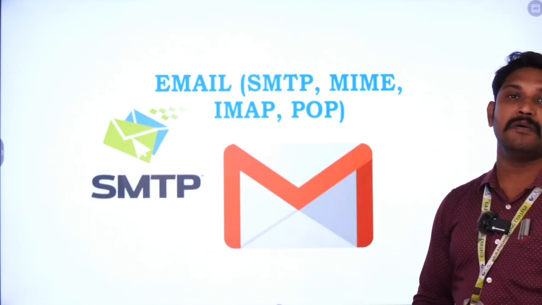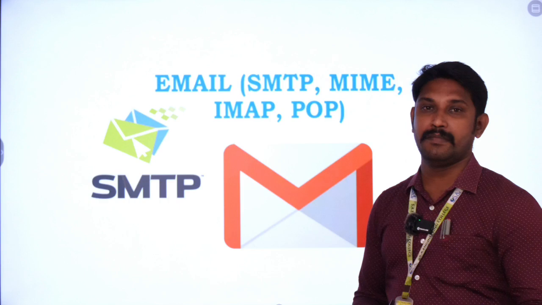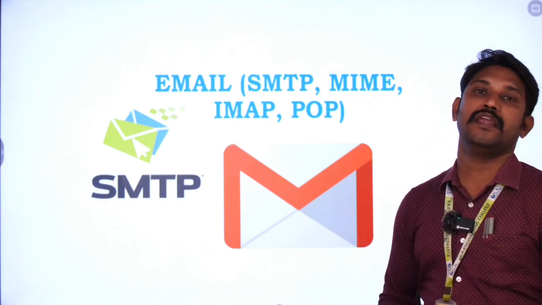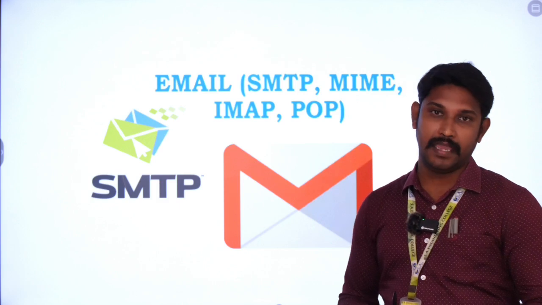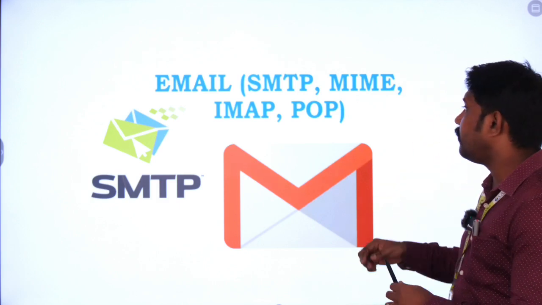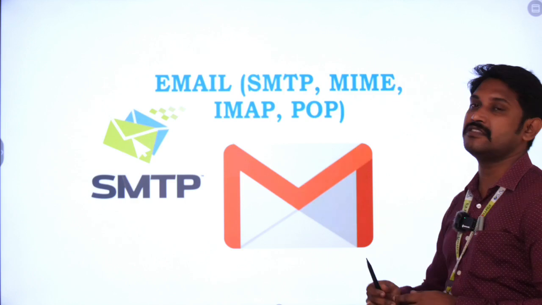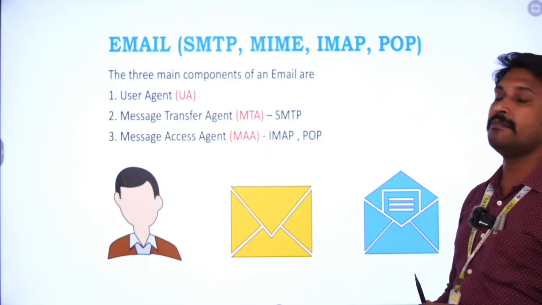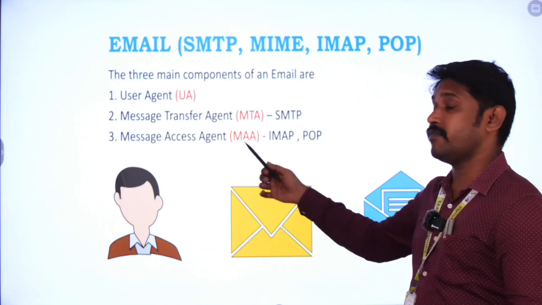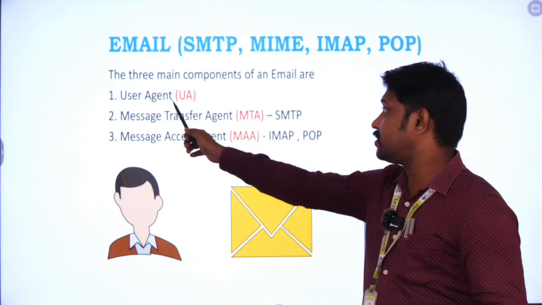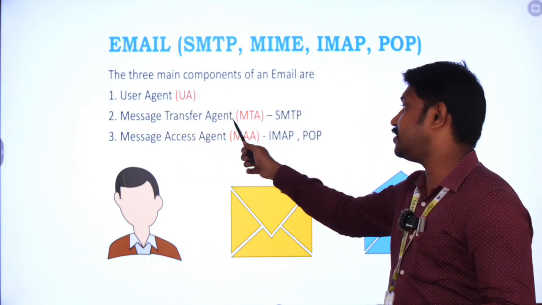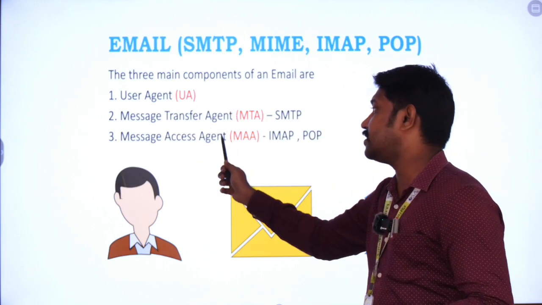Then the next type of protocol that we are going to see is SMTP. This is simple mail transfer protocol, and this protocol is mainly used to transfer email. Here we will use the IMAP and POP3 concepts in SMTP. In SMTP, there are three major parts that we are going to see now. First the user agent, second the message transfer agent, third the message access agent.